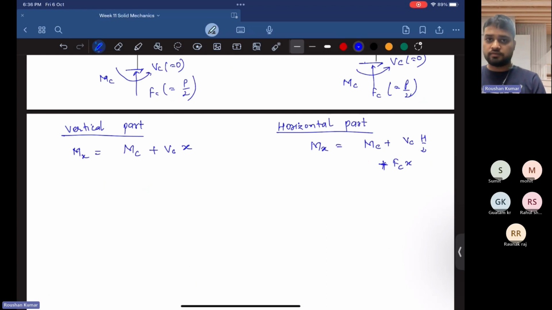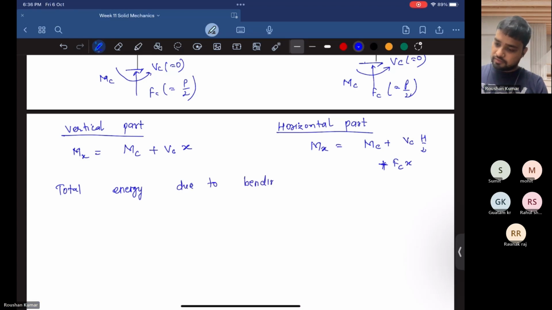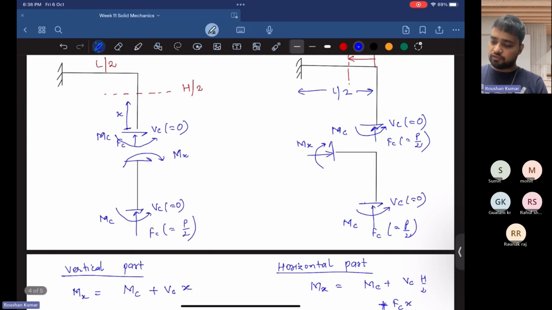So the total energy due to bending will be a function of Fc, Vc (the shear force), and Mc. First we have to integrate over 0 to h by 2, then we have to integrate over 0 to L by 2, because we have two bars, just like an L shape. So 0 to h by 2, then 0 to L by 2.